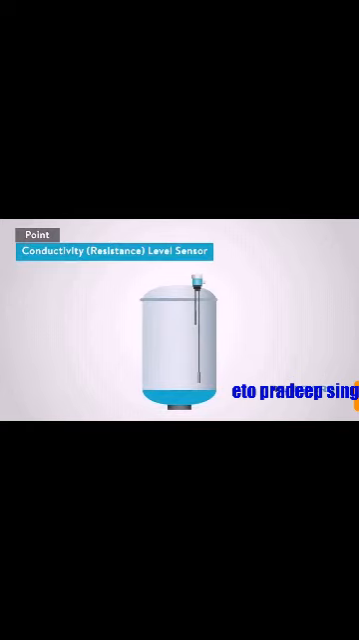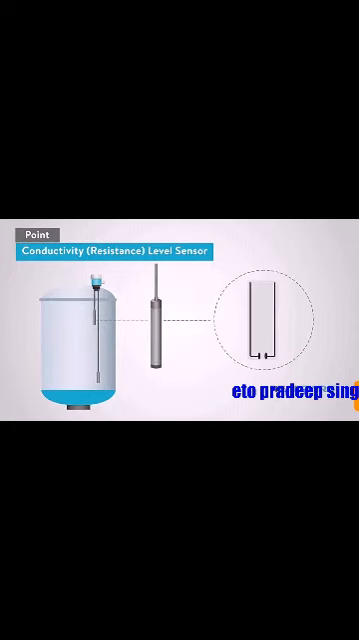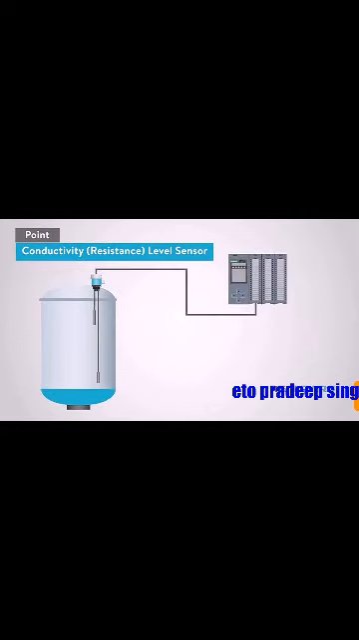Another style of point-level sensor is conductivity or resistance. A conductivity or resistance sensor uses a probe to read conductivity. The probe has a pair of electrodes and applies alternating current to them. When a liquid covers the probe, its electrodes form a part of an electric circuit, causing current to flow, which signals a high or low level.